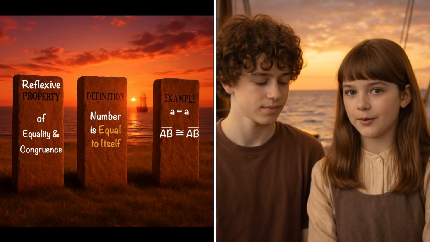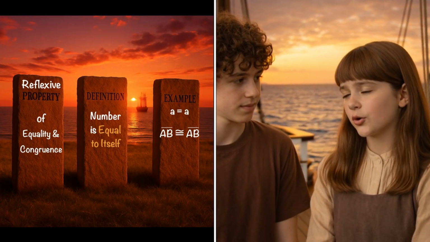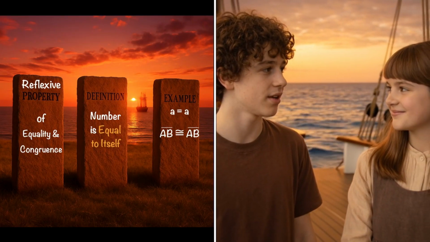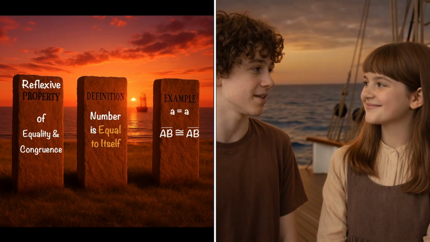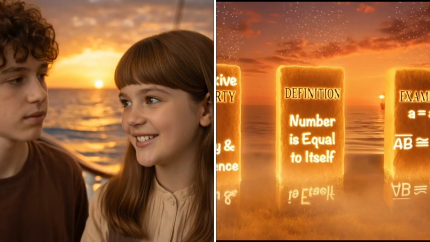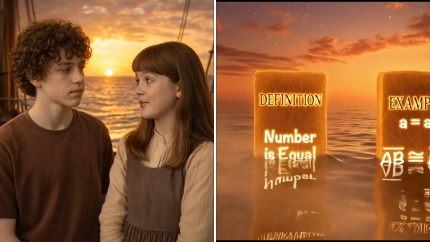A geometric example. Segment AB is congruent to segment AB. That means the segment is congruent to itself. So it's always true for any segment. So it's a mirror image of itself. Exactly. In geometry, we call that the reflexive property of congruence.